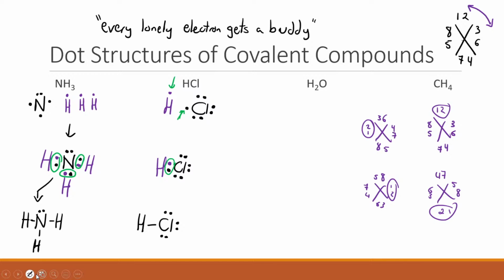Here again, if I go to double check my work, hydrogen has only 1 bond touching it, which is 2 electrons, which is what hydrogen wants. Chlorine has 1, 2, 3, 4, 5, 6, and a bond. So 6 plus 2, 8 valence electrons.